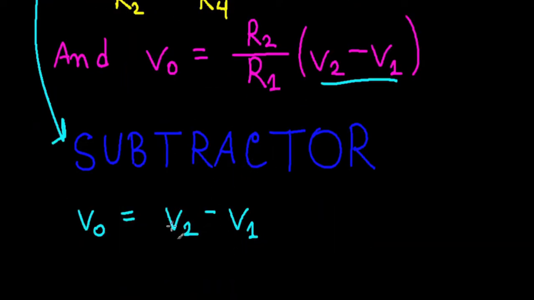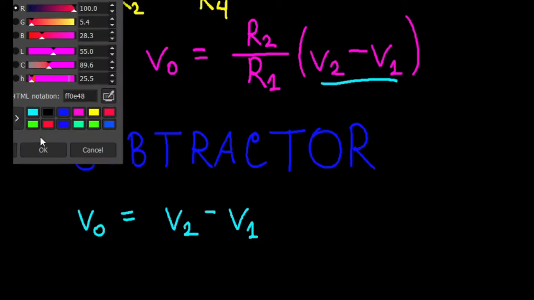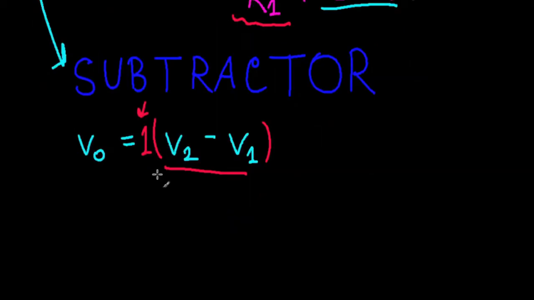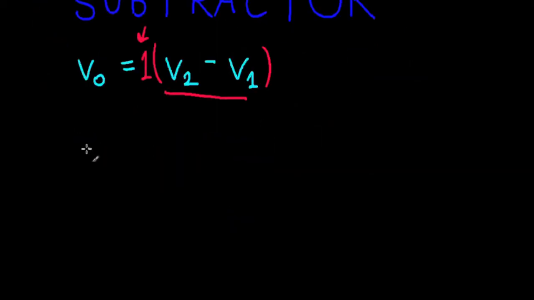So if we need this, what do we do here? Well, if I need V2 minus V1, or actually 1 multiplied by V2 minus V1, then my R2 by R1 has to be equal to 1. So let's write that down: R2 by R1 equals 1.